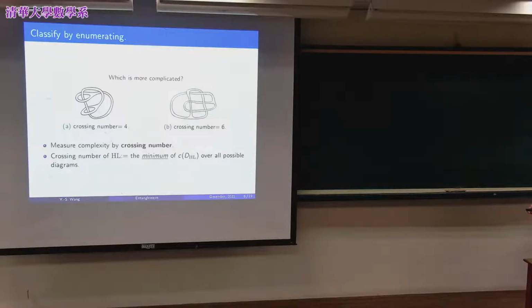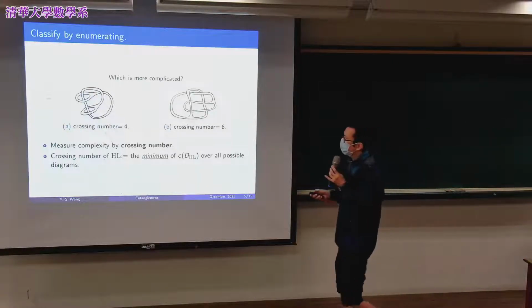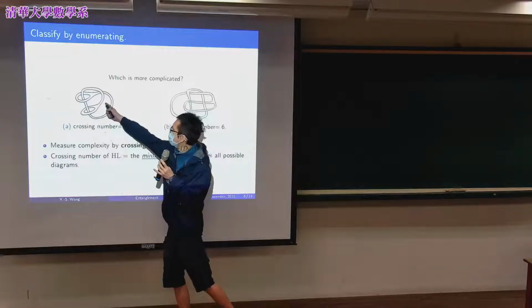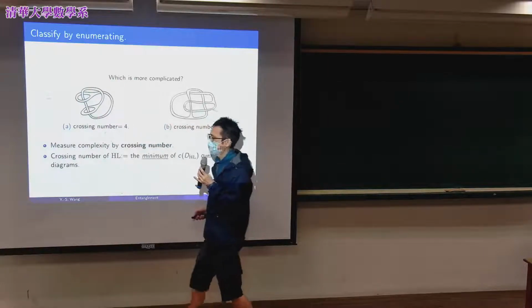Okay, that's the example. So for this case, the crossing number is 4. For this case, it's crossing number 6. Well, if you are very careful, you might say, well, you are wrong, because there are 5 crossings, 1, 2, 3, 4, 5. And the reason is that this is not a good projection. If you move this part to the left along this loop, then you get a 4 crossing diagram.